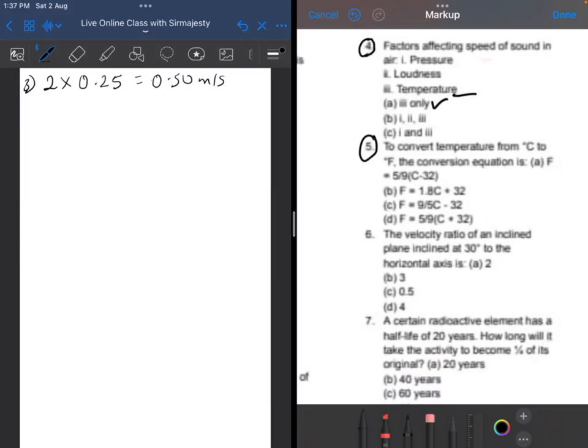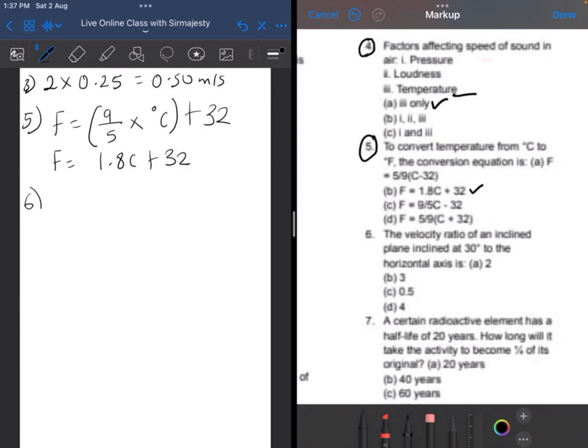To convert temperature from degrees Celsius to Fahrenheit, what is the conversion equation? The standard formula is Fahrenheit equals 9/5 times degrees Celsius plus 32. Changing this to decimal is 1.8C plus 32, which is option B. Now we're going over to number 6.